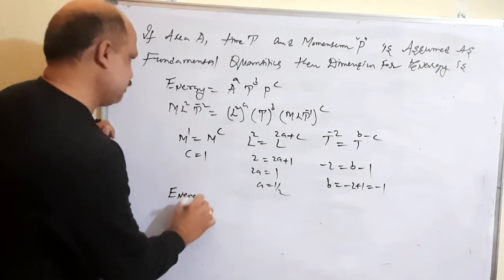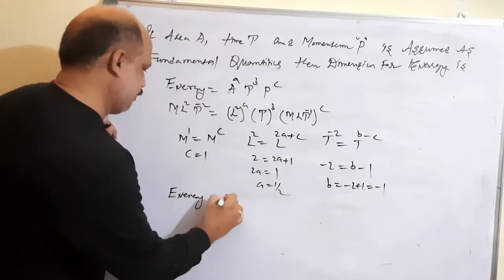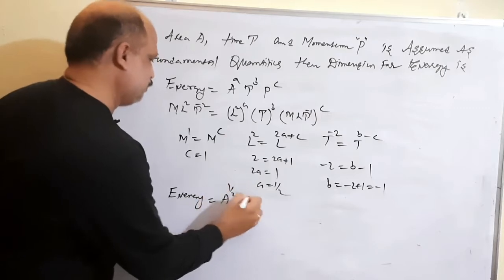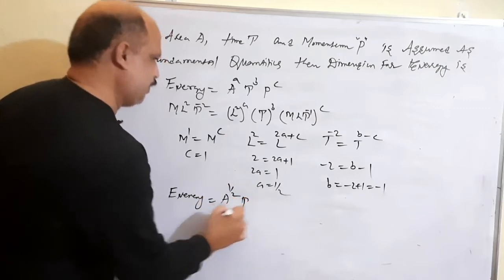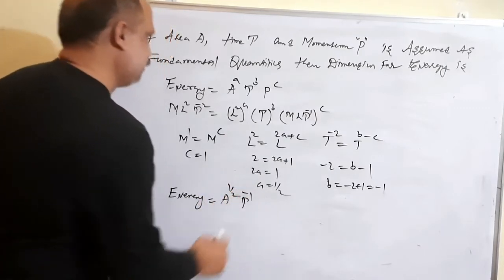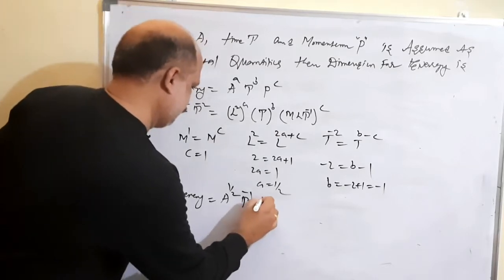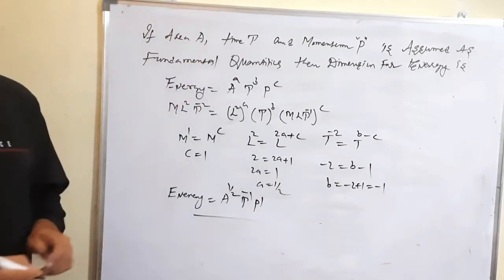So for the energy dimension formula, substitute these values in this equation. A power, what is the value of a? 1 by 2. T power, what is the value of b? Minus 1. P power 1. So this is the answer of this question.